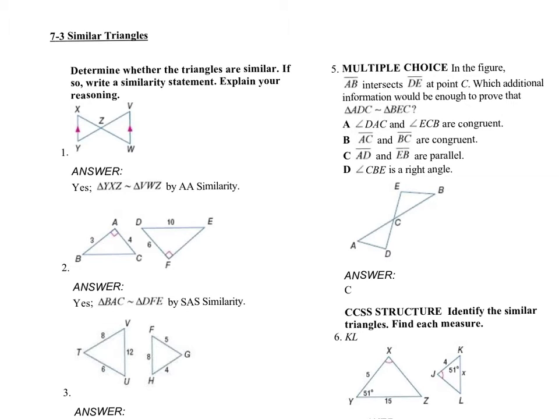All right, so continuing on with 7.3 homework. Number one, we had to determine whether the triangles are similar and then explain our reasoning. So if we look at what we have here, we already have angles that are congruent right there by vertical angles. And then we were given that these lines are parallel, which would give us that the alternate interior angles are congruent.